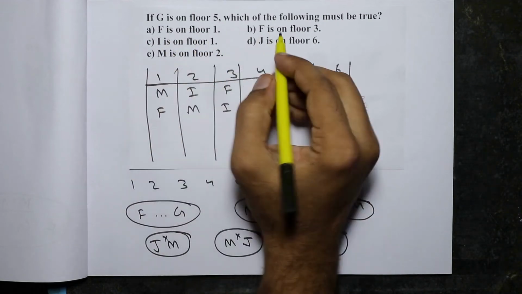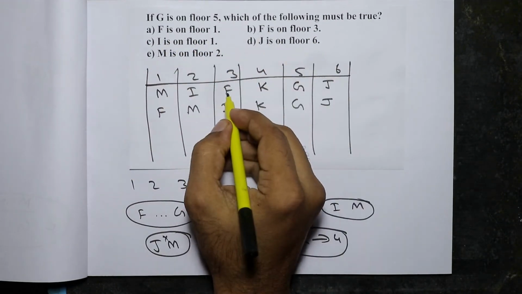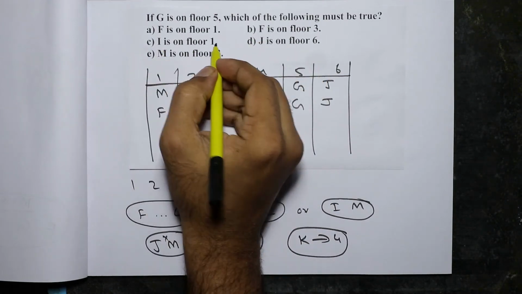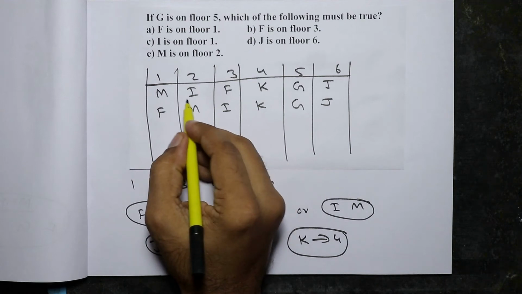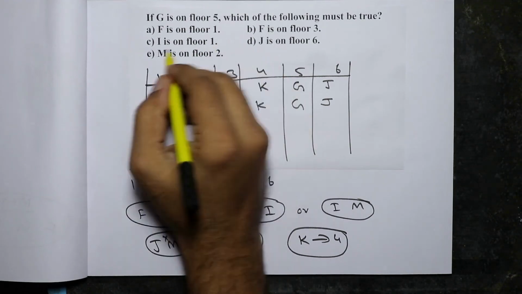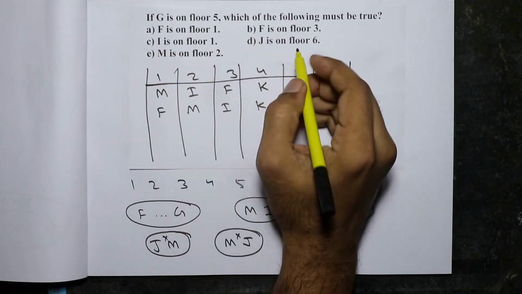So A is wrong. F is in 3. It may be in 3, may not be in 3. So B is also wrong. I is in floor 1. It may be true. It may be IM also. So it may be true, may not be true. So C is also wrong.